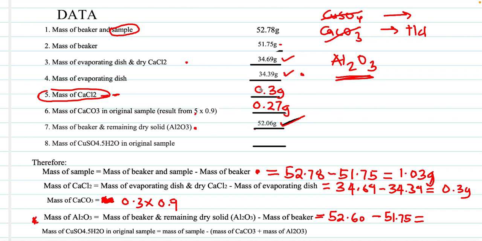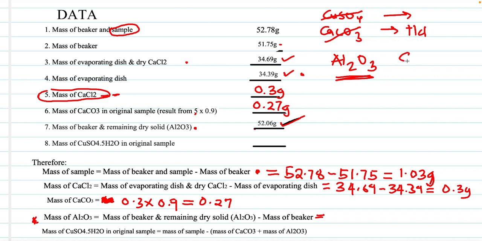Okay, so we got 0.3 in number 5, so when we multiply with 0.9 we got 0.27. So this is equals to 0.27. Okay, so like I said, we actually had to verify that again. So here, the mass of the beaker and remaining dry solid, which is this one.